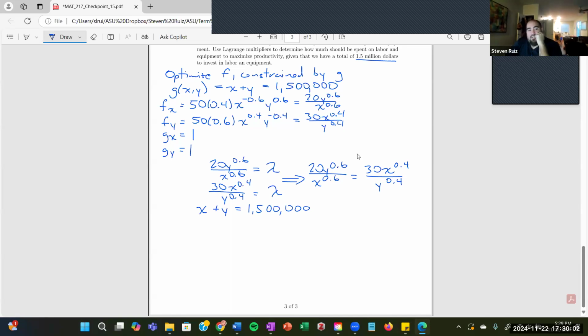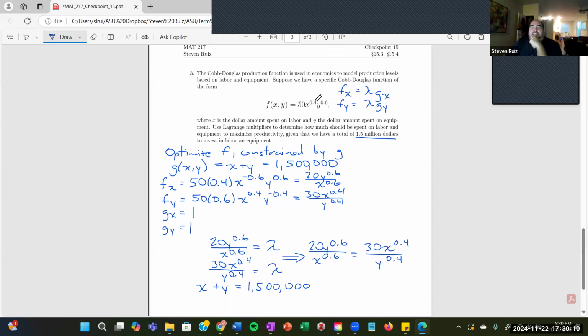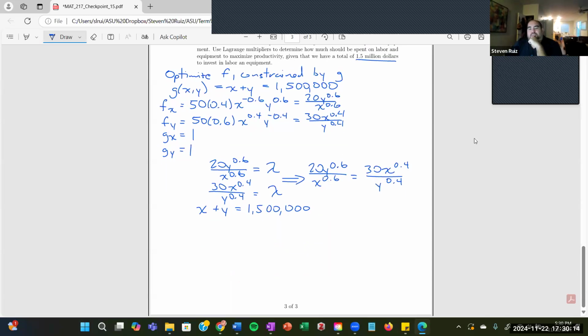Something really convenient that happens with these, what are the two names? Cobb-Douglas equations, is that when you cross multiply, the fact that these exponents add up to 1 means that when you cross multiply these partial derivatives, these exponents always stack back up to 1. So now when I cross multiply these, what is 30x to the 0.4 times x to the 0.6? That comes out to be 30x equals 20y. That came out very nice. So now my system of three equations that didn't look very friendly, that had a bunch of decimal exponents: I got 30x equals 20y. That's one equation. And x plus y equals 1,500,000.